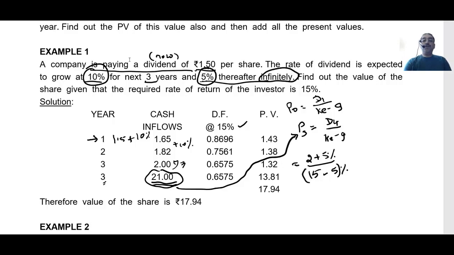Now I calculate the discounting factor at 15%. How to calculate? 1 divided by 1 plus K, so 1 divided by 1.15. The first figures will give me 0.8696, then 0.7561, then 0.6575. Multiply these with the cash flows and take the total. It is 17.94. Intrinsic value, the present value of all the cash flows. I have told you this, intrinsic value.